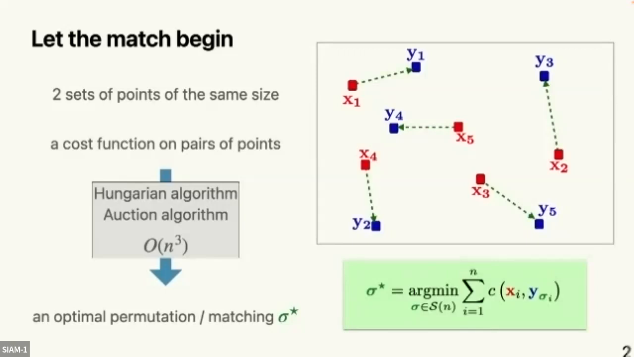Both those algorithms, however, have limitations in the sense that they will require, in the worst case, n cubed complexity. So if the number of points n that you're trying to match is, let's say, 10,000, you will already start to have a hard time doing this optimal assignment.